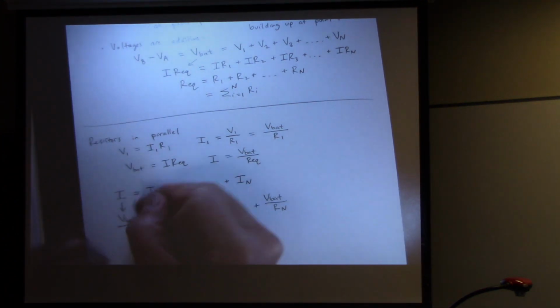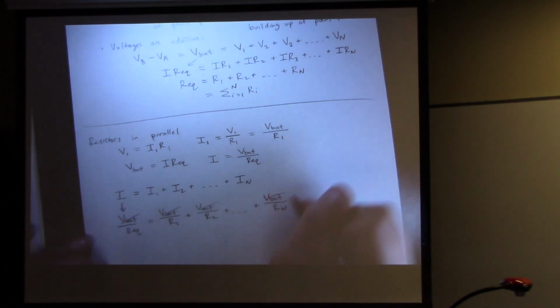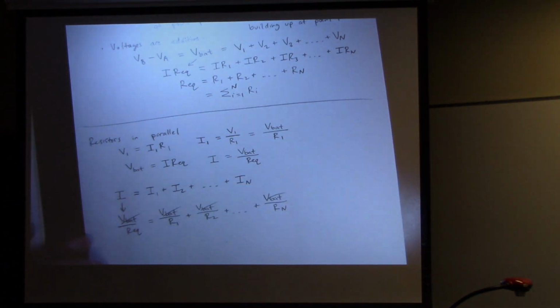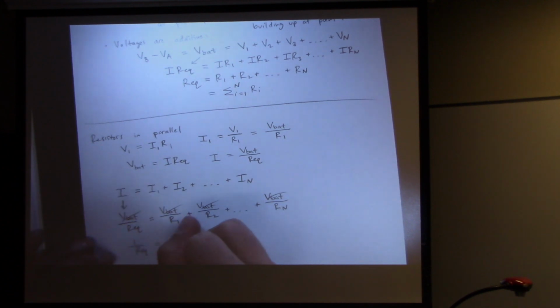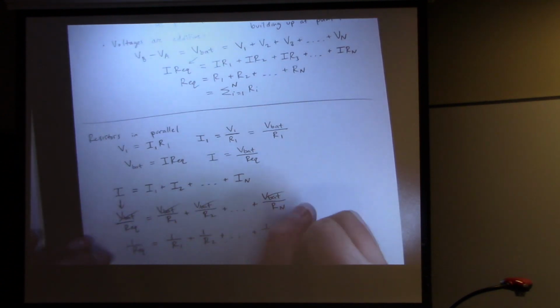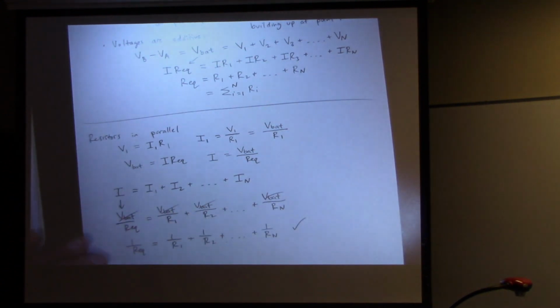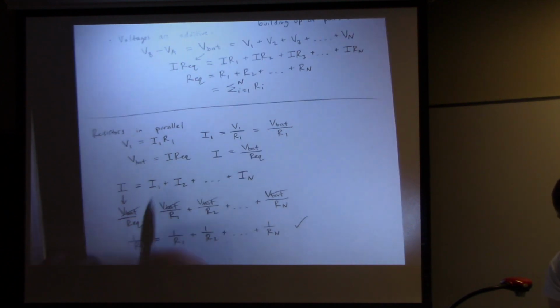So why don't we just go ahead and cancel out all these V battery terms. Those just drop out, and what we're left with is our formula for equivalent resistance. 1 divided by Req is equal to 1 over R1 plus 1 over R2 plus ... 1 over R sub n. So this is how you find the equivalent resistance when you have resistors in parallel.